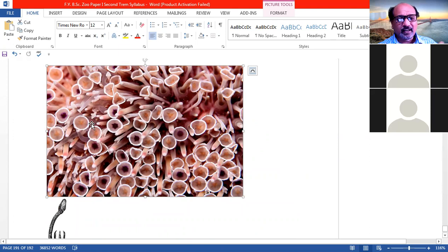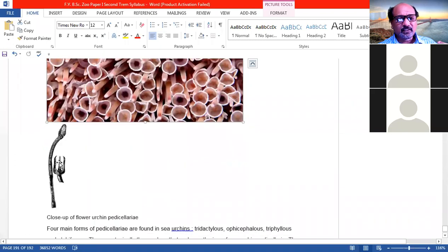Then this is the triradiate pedicellaria. The triradiate pedicellary is found with it. Then, like the straight and the cross pedicellaries, they are also found in numerous individuals. See this, enlarging the triradiate pedicellary here.